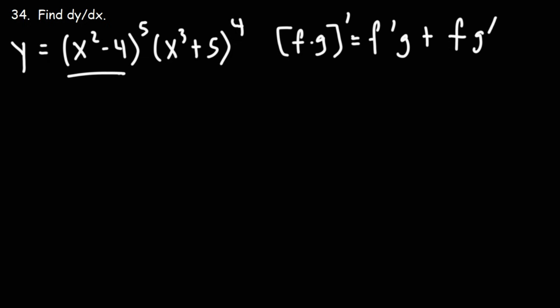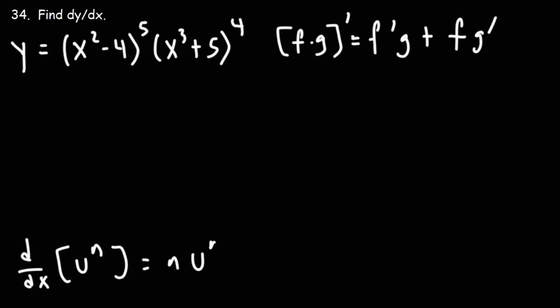Now, when we're differentiating f or g separately, we need to use the chain rule version of the power rule. The derivative of u to the n will be n u to the n minus 1 times u prime. So f is going to be x squared minus 4 raised to the 5th power. G is going to be x cubed plus 5 raised to the 4th power. So let's go ahead and find dy dx.